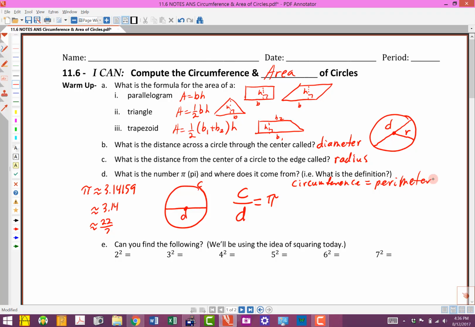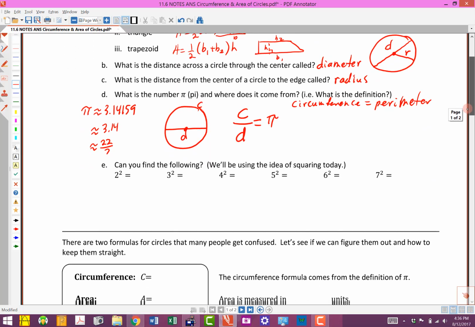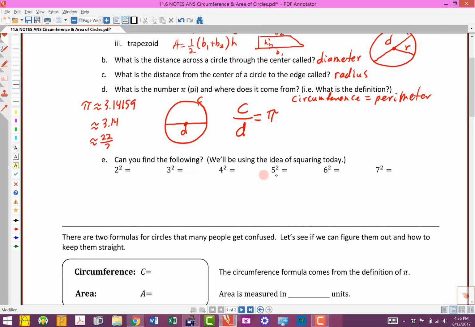Now, the interesting thing about this is we can take this and manipulate it a little bit. So we're going to come back and do that in a few minutes. But what I want you to do is do a couple of these follow here. And we're going to be using a few of these today, and we're going to be using the idea of squaring a lot. So if we do 2 squared, it doesn't mean 2 times 2.